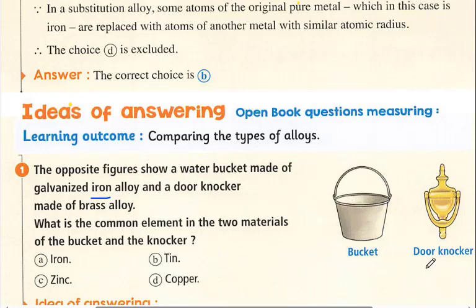And this is a door knocker made of brass. If you remember, brass is copper and zinc. So what is the question? What is the common element in the two materials of the bucket and the knocker? We mentioned zinc two times. Here, iron is plated with zinc, covered with a zinc layer. Here, the door knocker is made of brass, which is made of copper and zinc. So zinc is the common element.